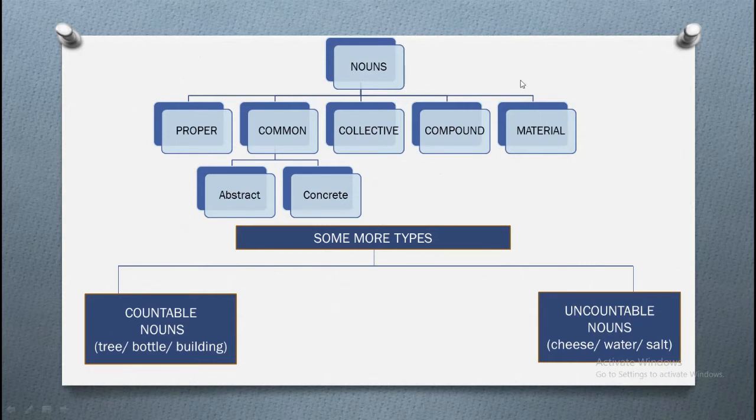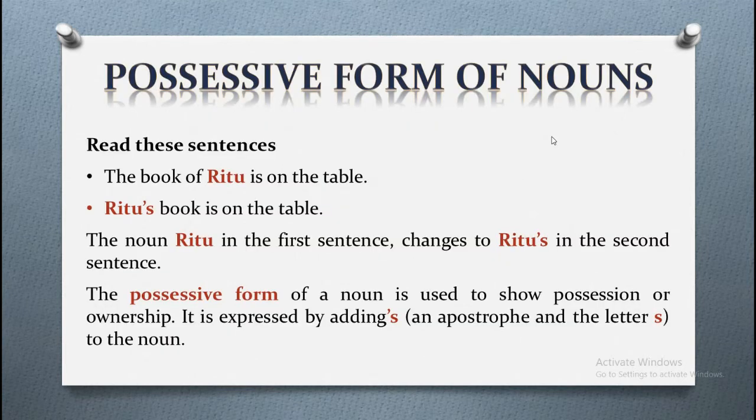We have discussed about it in detail in the first part, so I'll not be touching upon these topics. Instead, we'll be moving further in our chapter. Today's topic is possessive forms of nouns. How do we form possessive form? What is possessive form? How can we change the noun into possessive form and other things?